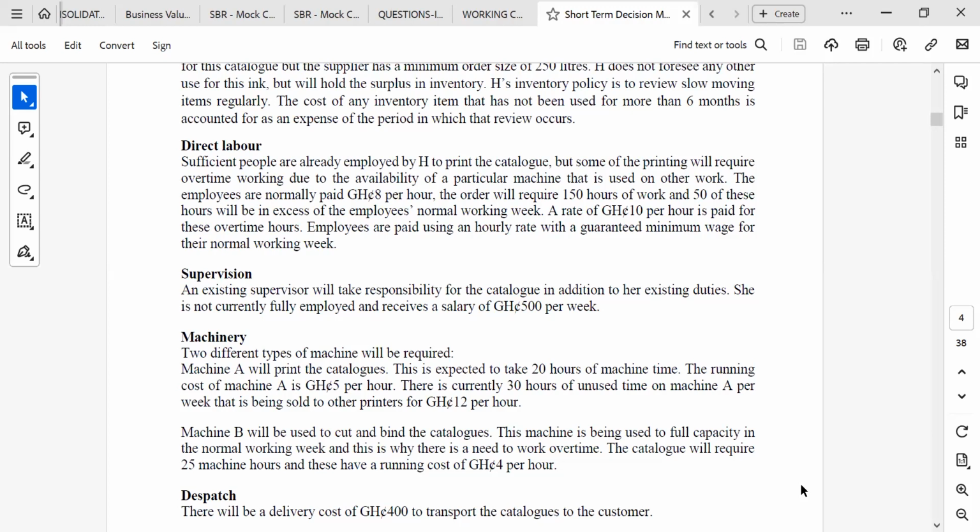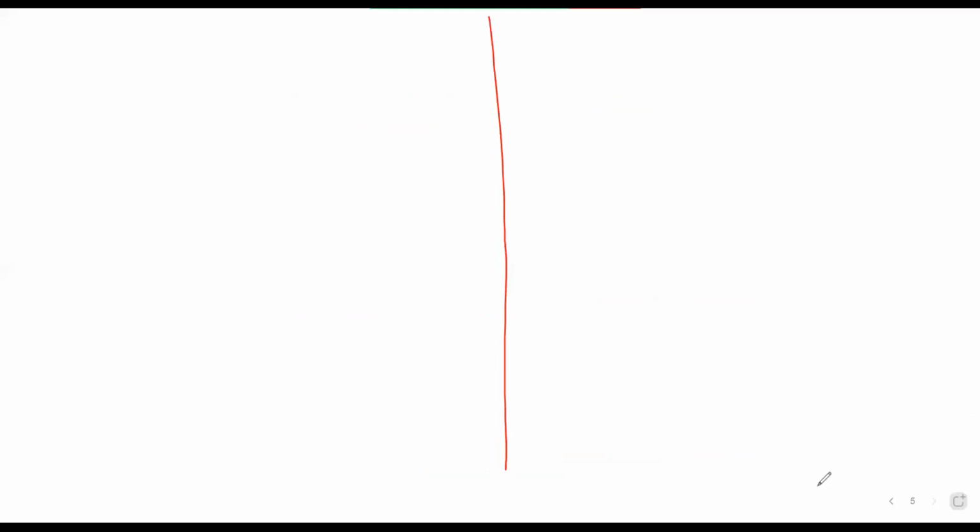So the relevant cost for supervision will be dashed, because there's nothing over there saying that she is going to be receiving an amount as a result of taking the additional work. If you take the additional work in addition to the existing work, you will still be paying what? 500 Ghana cedis. It means that you are being paid for a certain work or you are underutilized.